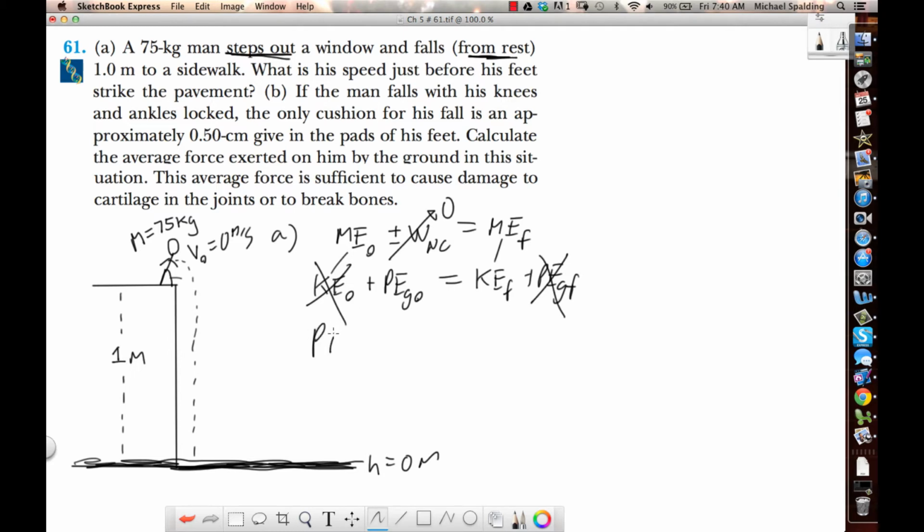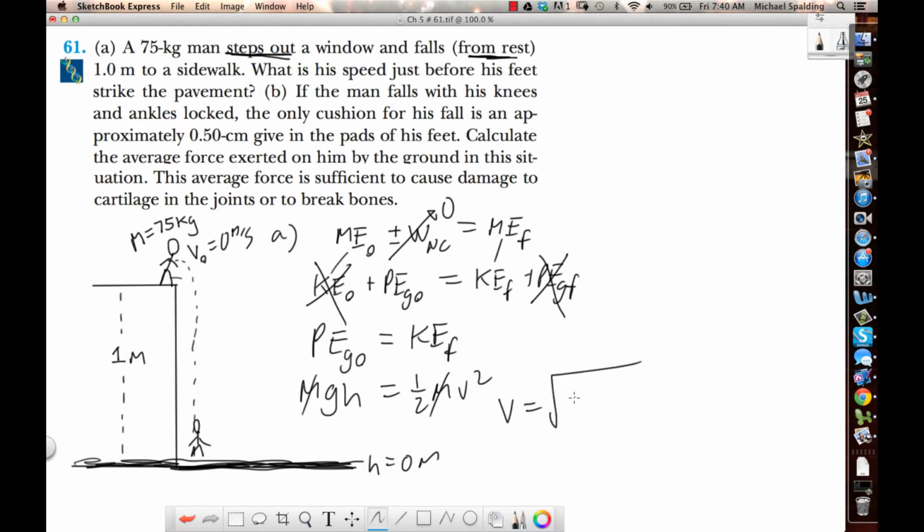So basically what we have is potential of gravity initial is going to equal kinetic final, and then you plug in. Potential of gravity is mgh, kinetic is 1/2 mv squared. The m's cancel here. So his velocity right when he hits the ground is going to be square root 2gh.